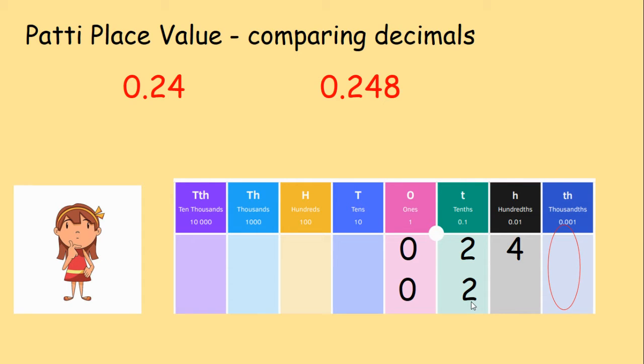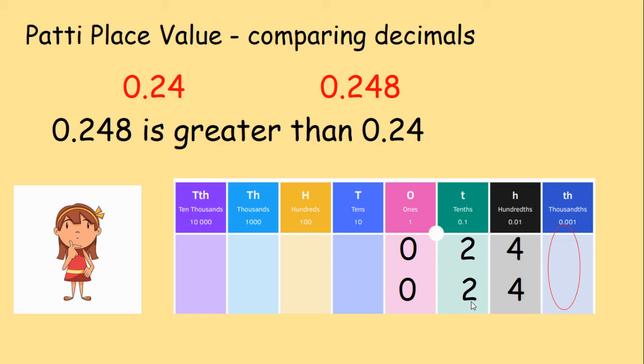I'm going to make sure I set out my numbers correctly. I'm going to start in the ones column. Both of my digits are the same, 0 and 0. So I move over to my tenths. I can see that I have a 2 and a 2, which are both the same. So I'm going to move over to my hundredths. Again, I can see that my hundredths are the same. I have 4 hundredths and 4 hundredths. So I'm going to check my thousandths.